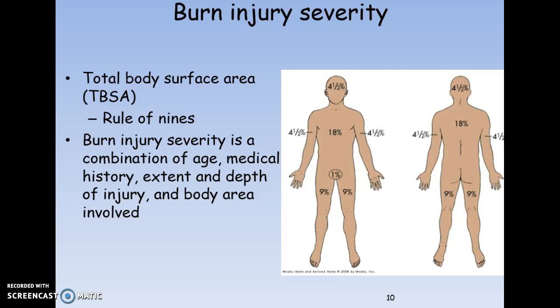Then, burn injury assessment. The severity of burns can be assessed by using the rule of nines, where the body is divided into areas based on body area. You've got a short video that talks about this, so it's a good review, a relatively short video if you haven't already looked at it. The area of the body burned is a major factor in contributing to the severity of the burn. There are other factors, as those listed on the slide, that play a role in terms of age, medical history, and the extent and depth of the burn injury.